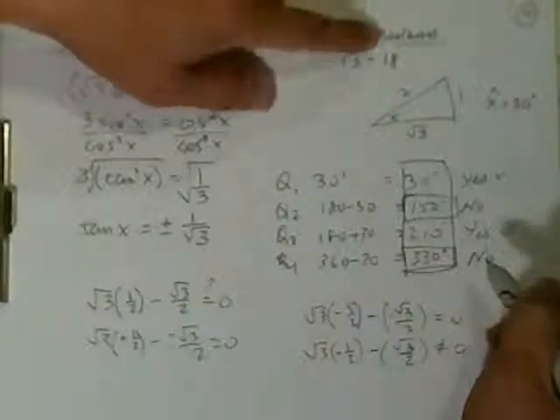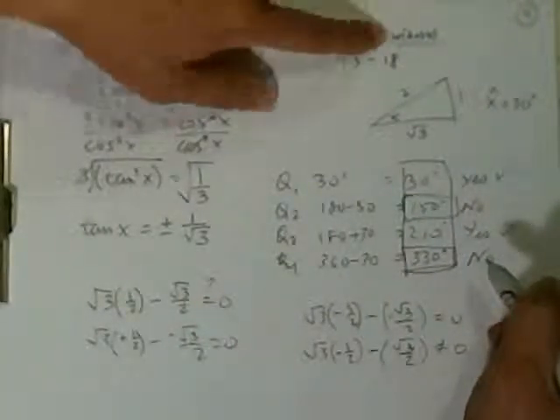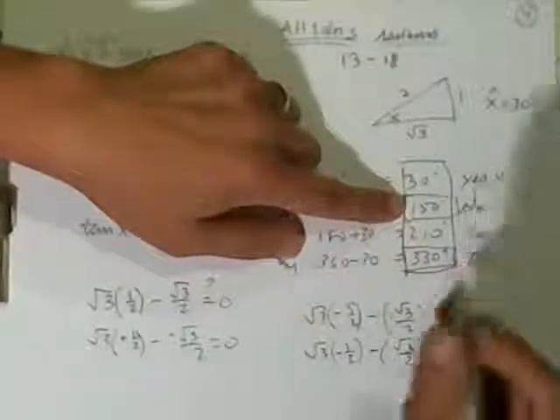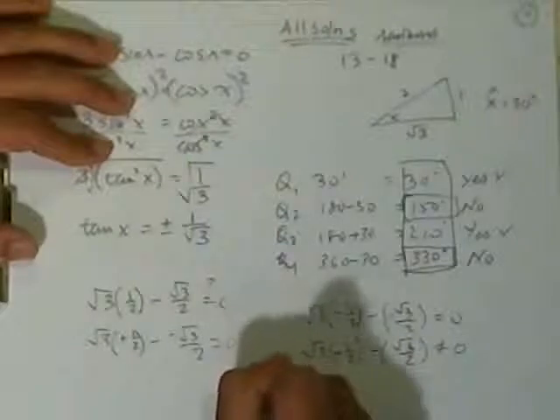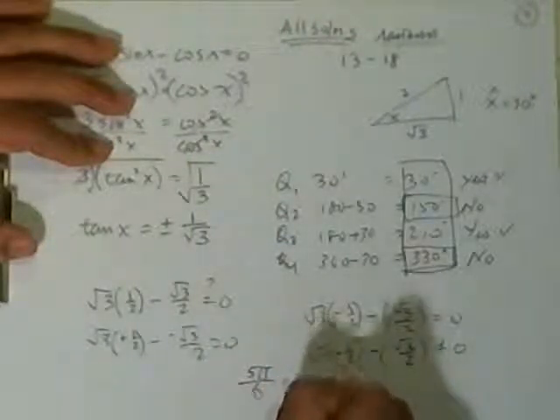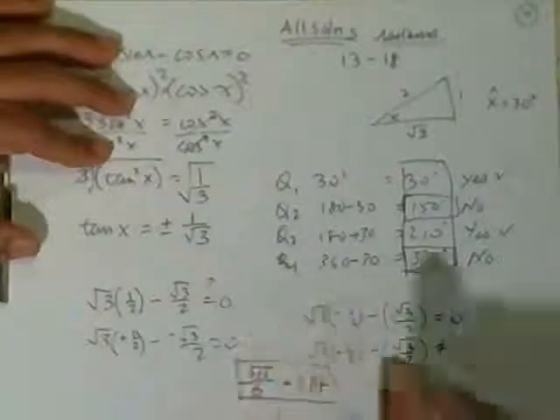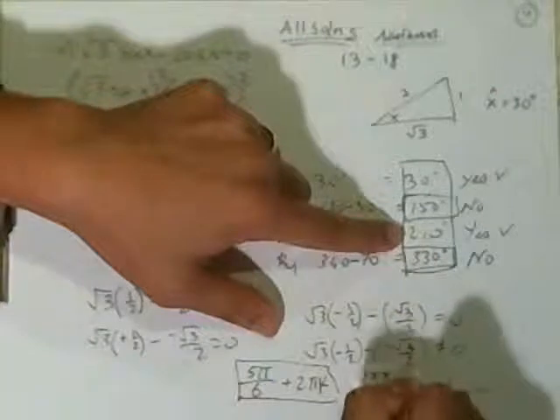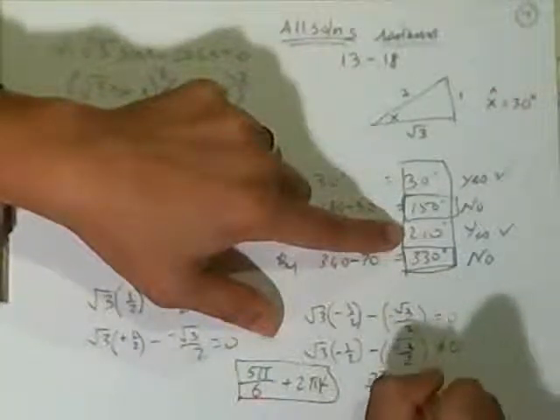Oh, they want all solutions in radians. So this in radians is going to be 5 pi over 6 plus 2 pi k. And 210 degrees is going to be 7 pi over 6. So I remember my pi's plus 2 pi k.